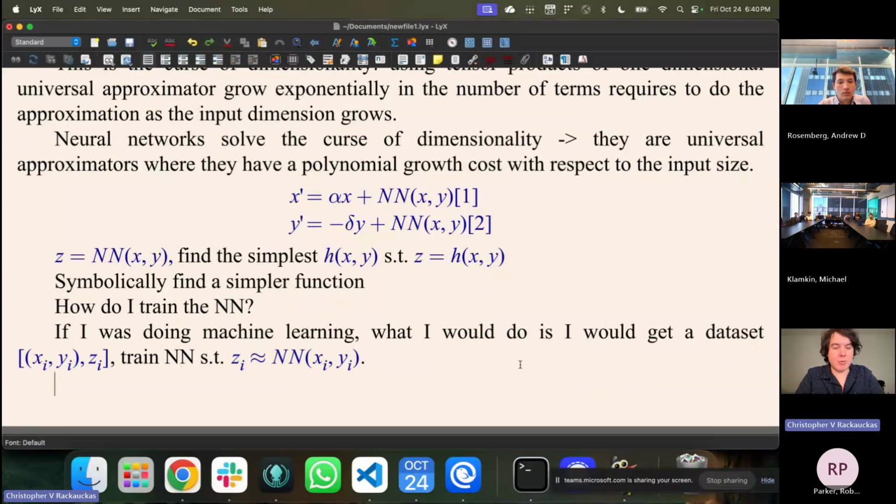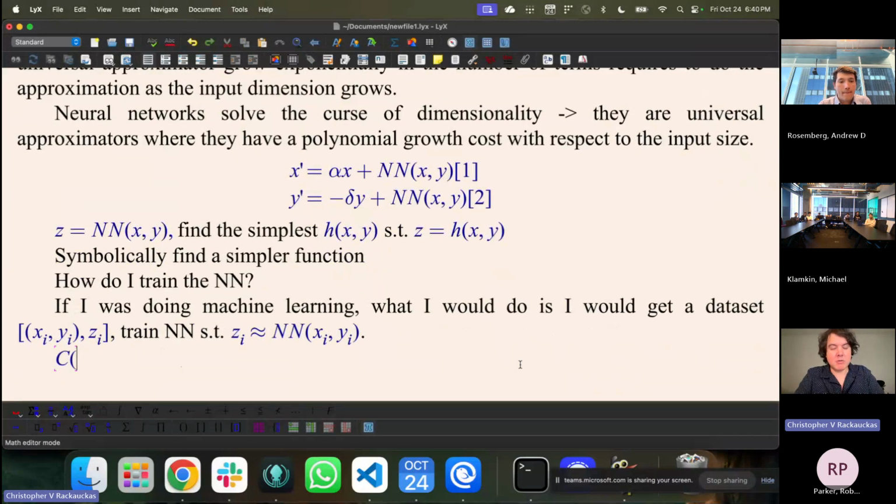So what you do is, for example, write a cost function. The cost function is a function of the weights. I'm going to call the weights W. The cost function as a function of the weights is going to be something like the norm of NN of x_i, y_i minus z_i. I'm going to do this where I sum over all my data set, right?